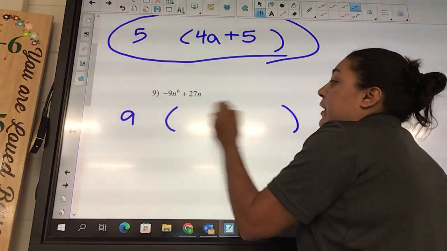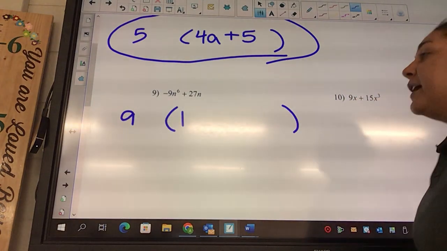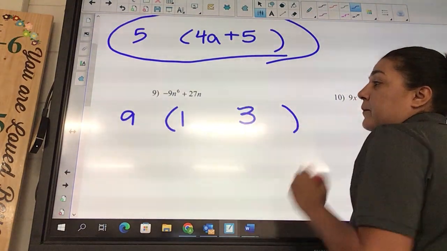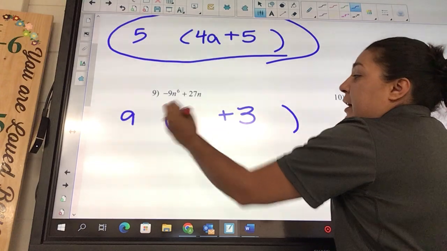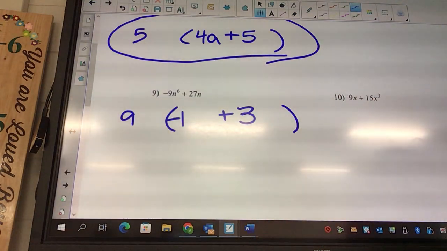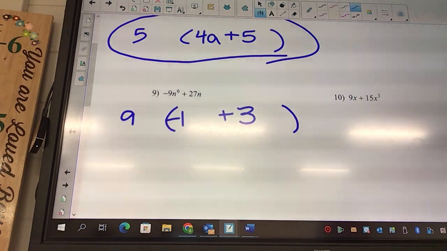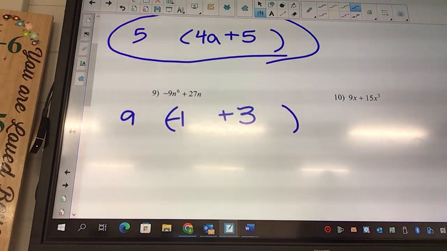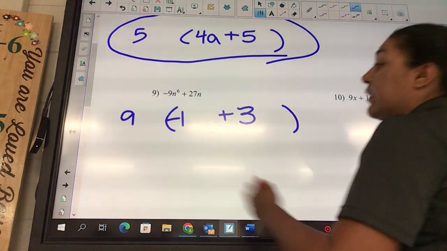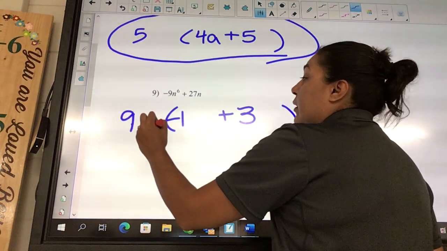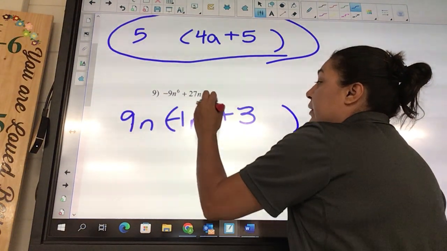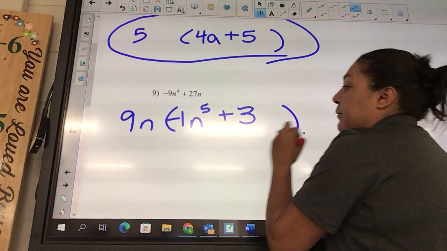So 9 divided by 9 is 1. 27 divided by 9 is 3. Put your signs back. And then look at the N's. How many N's could I take? Only one. So I can take 1. How many is my first guy going to have left? 5. Second guy? None.